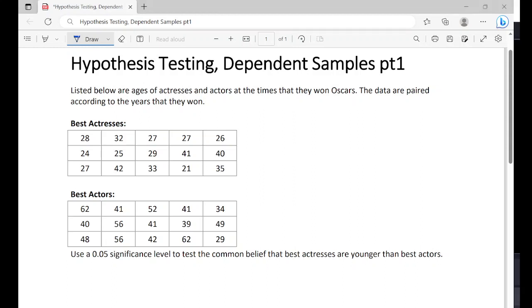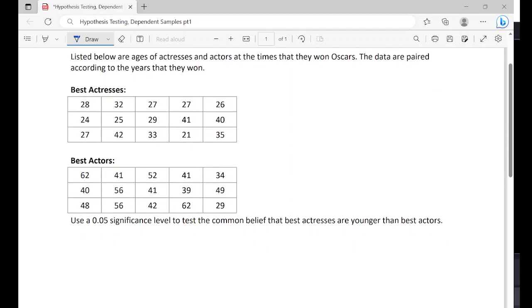Listed below are the ages of actresses and actors at the time they won the Oscar. The data are paired according to the years that they won. And what that means is that the age of the best actress, 28, is paired with the age of the best actor, 62, because that is the year that it was given to those two people, 28 for the actress and 62 for the actor.